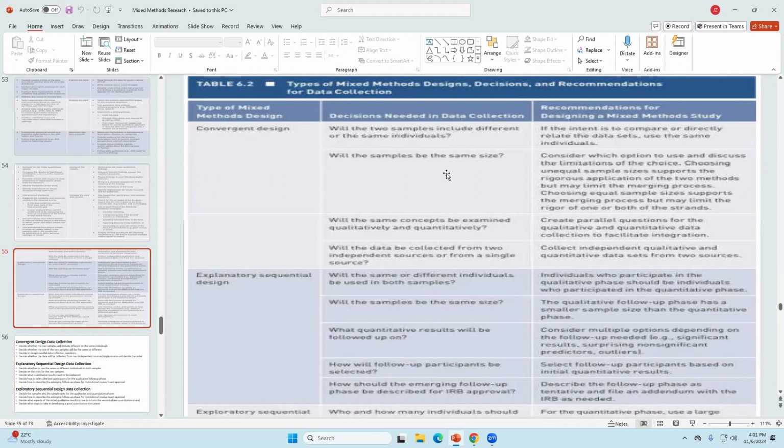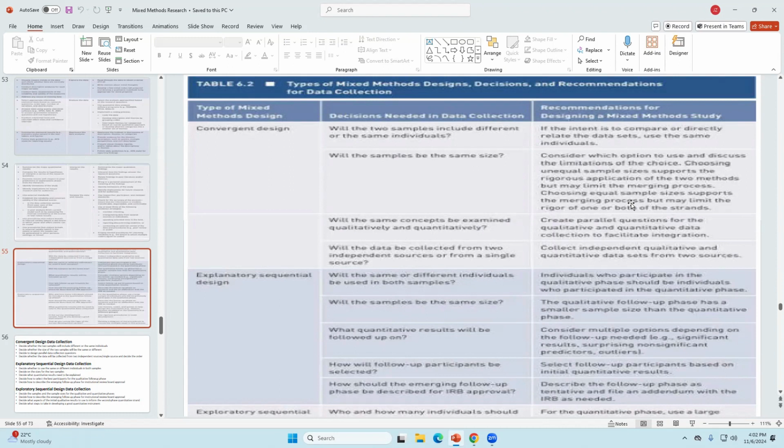Will the sample be the same size? It depends on whether you prioritize one or the other, or both equally. If you prioritize both equally, the sample size should be the same. Consider which option to use and discuss the limitation of the choice. Choosing unequal sample size supports rigorous application of the two methods, but may limit the merging process, so during merging there will be difficulty. Choosing equal sample size supports the merging process. That's why choosing equal size is important.